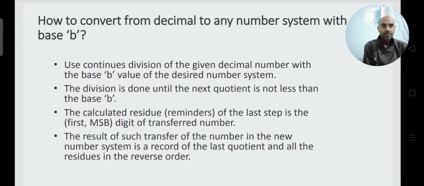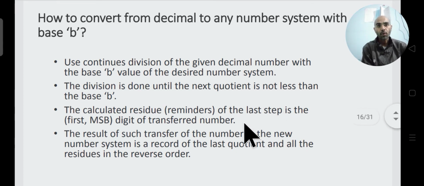This procedure is useful for converting the integral part of the number, whereas to convert the fractional part, we have to multiply it with the base. So we will see how to convert any given decimal number to any other number system in the desired base. We will understand the process with the help of an example.